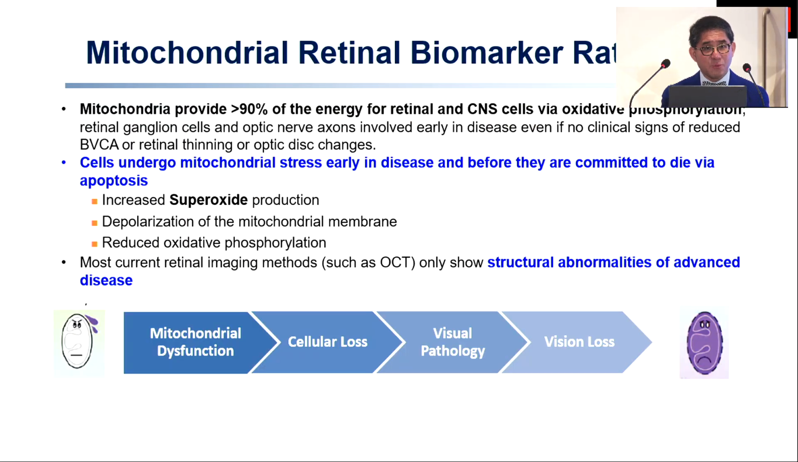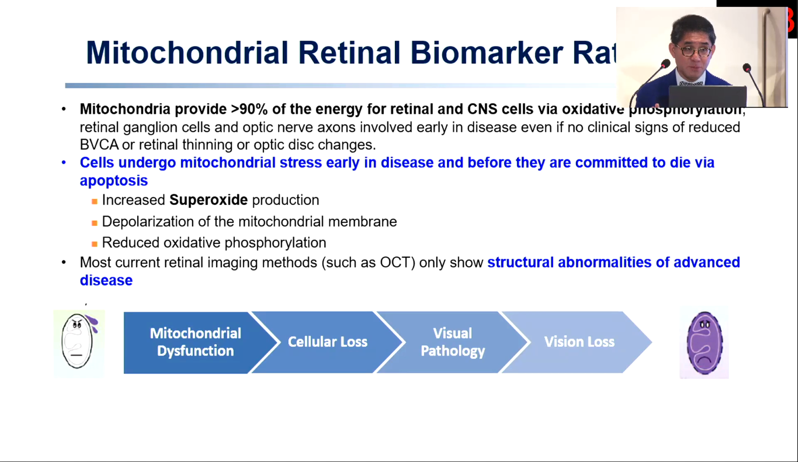The concept here is that we recognize that when the cell undergoes mitochondrial stress early in the disease, before they commit to apoptosis, this is very important. The mitochondrial dysfunction occurs very early, before the so-called apoptosis or cell death. So we definitely want to catch the disease at that stage. Most current retinal imaging, such as OCT, only shows the structural abnormality of advanced disease. If you look at the scale on the bottom, from left to right, you see the mitochondria act in this aspect. That's mitochondrial dysfunction. That's relatively early.